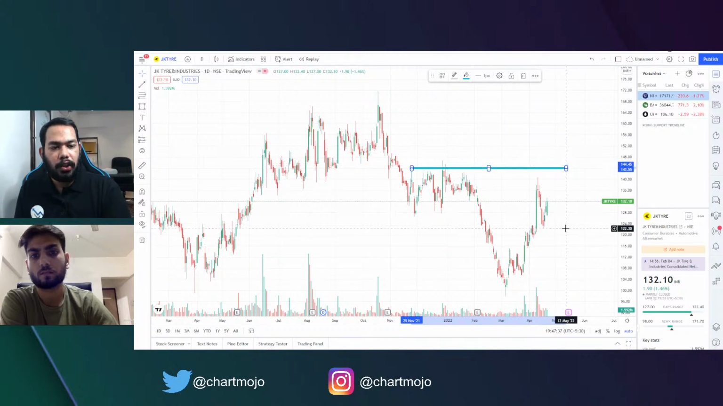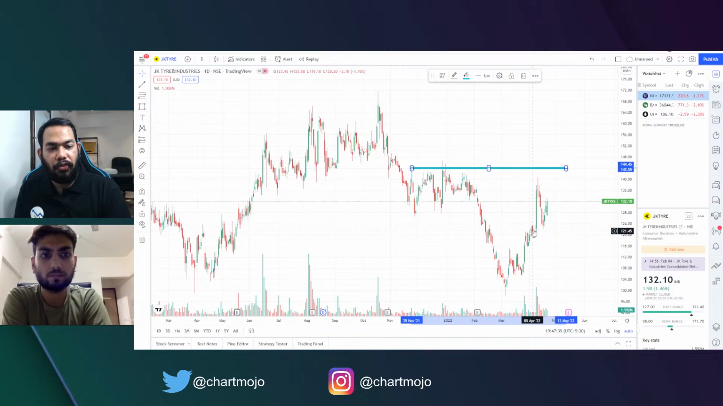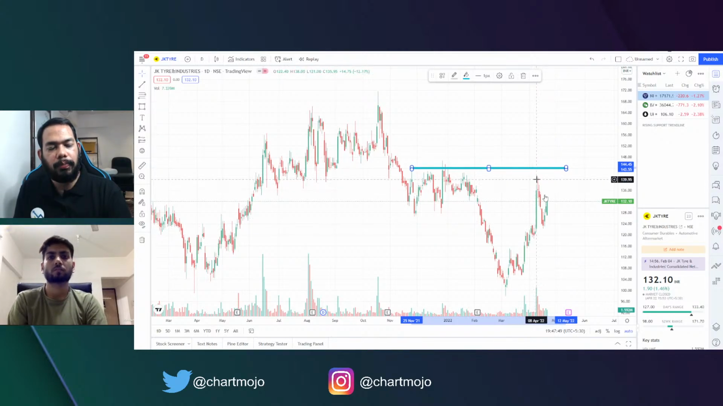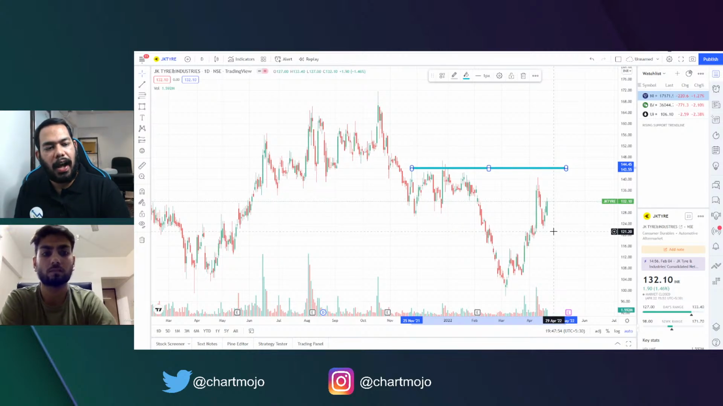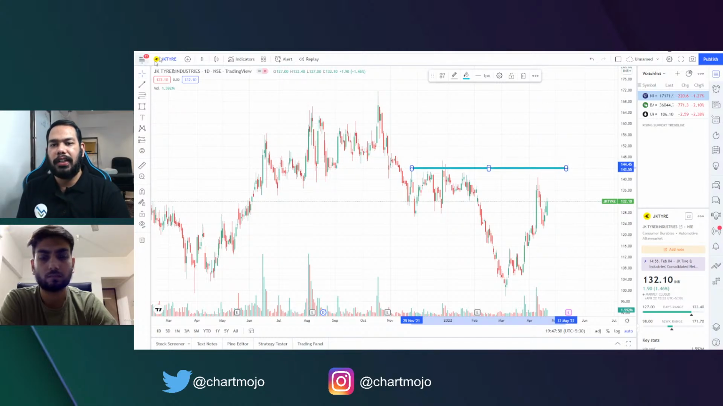Your stop loss should be below this wide range candle, and simply your SL below that. A very good volume is also happening. So 120 will be your SL, and if someone wants a fresh entry, yes, Abhishek.